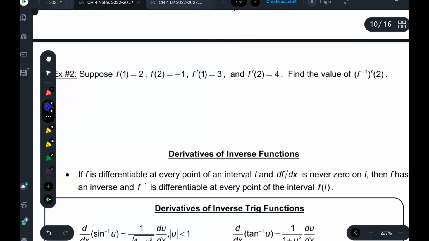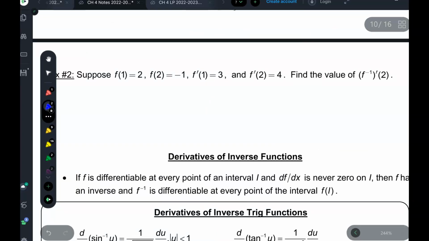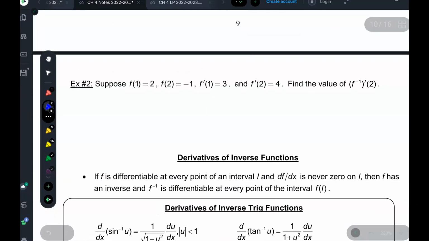Okay, let's do another example. Typically you see these with a chart. I'm going to have some on the practice test. That's how you see it, like in a multiple choice question on the exam. This is another way that you might see it. And it's all about picking the right values. Okay, so what do I want? I want the derivative of F inverse at 2.